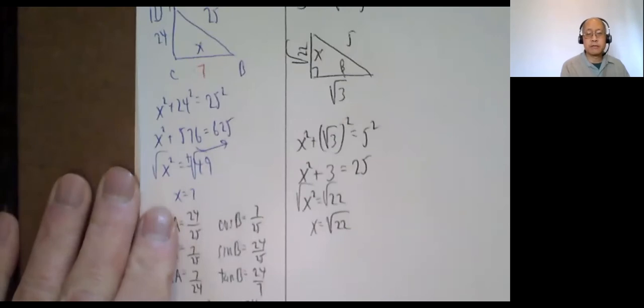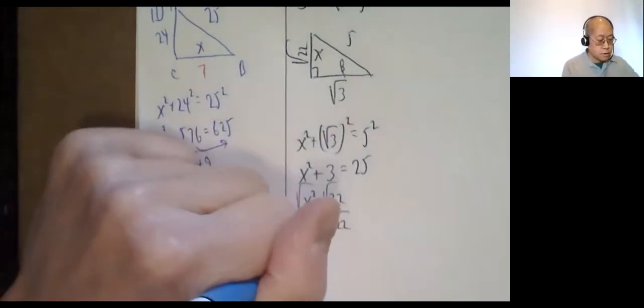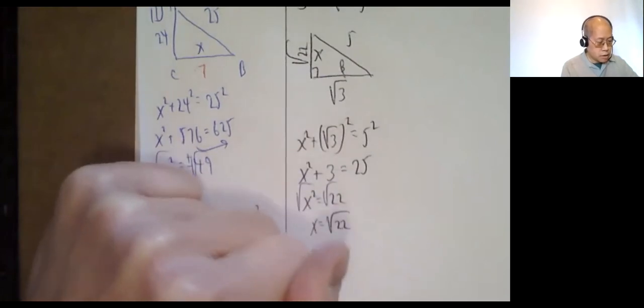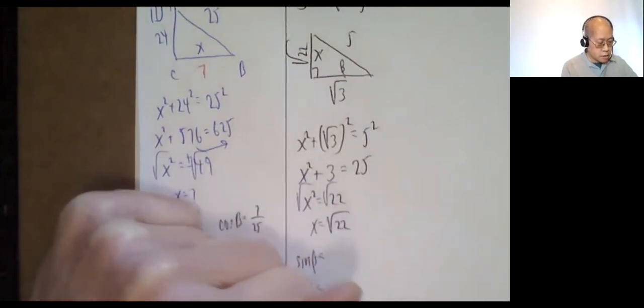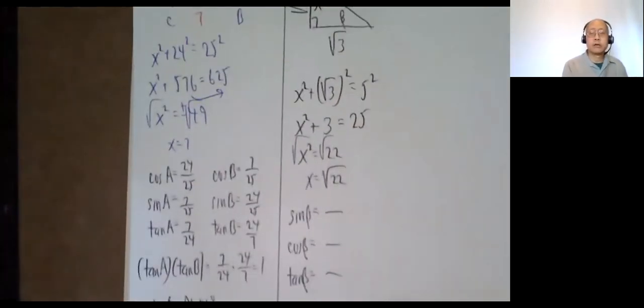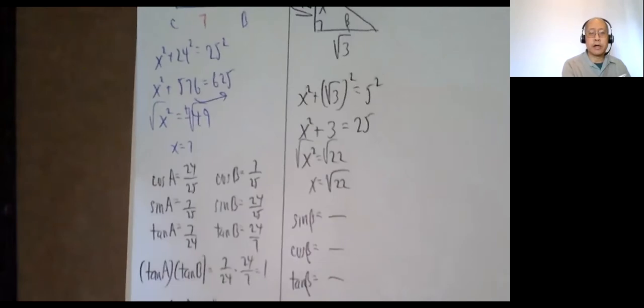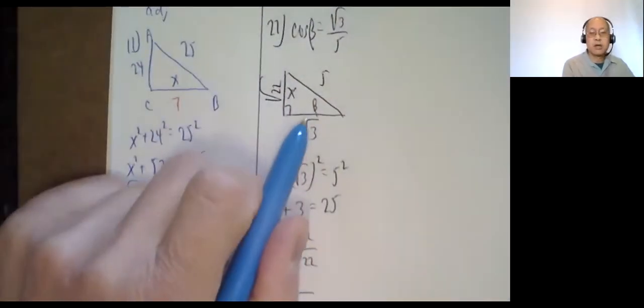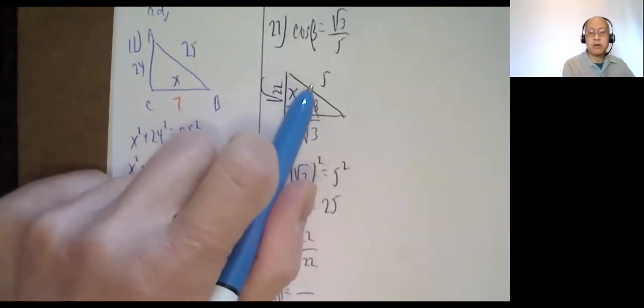So now I can do everything. So sine beta, cosine beta, tangent beta, fraction, fraction, fraction. Now I can do my Sohcahtoa. Sine is opposite over hypotenuse. So radical 22 over 5.